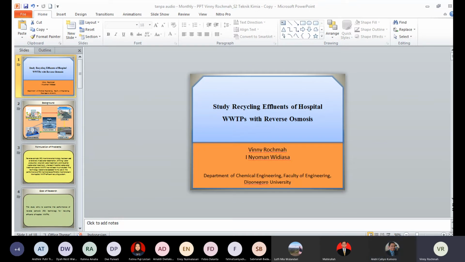The conclusion: 1. The RO system with a polyamide membrane has proven to be effective in recycling effluent of hospital wastewater treatment plants. 2. The concentration values of processed water product from RO, viewed from the TDS and COD parameters, meet the clean water quality standard according to the Republic of Indonesia Government Regulation Number 82 of 2001.